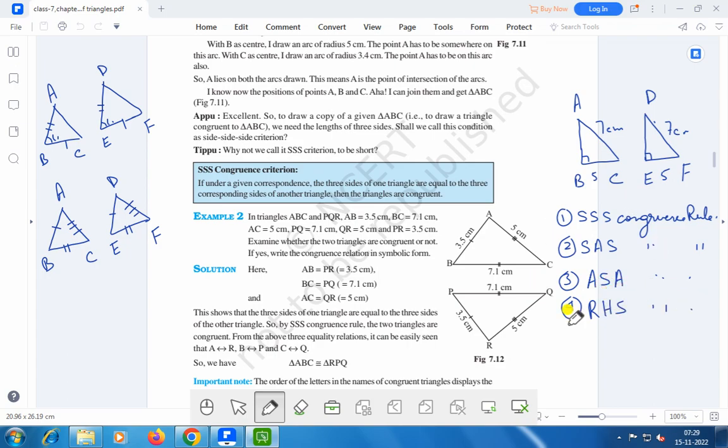We have to use these four rules: the side congruence rule, side angle side congruence rule, angle side angle congruence rule, and right angle hypotenuse side congruence rule. You have to use these rules for the correspondence and congruence of triangles, right?